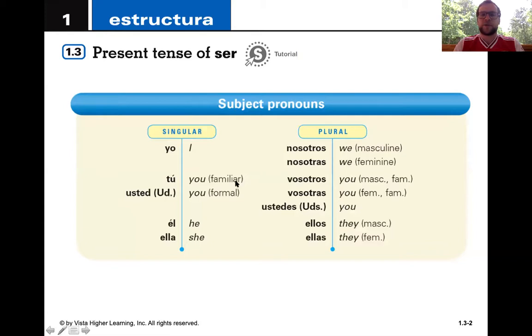That one is familiar and one is formal, right? So the familiar conjugation will be different from the formal conjugation. Actually, usted, which means like sir or ma'am or a very formal address, has the same conjugations as él and ella. Okay, so those are singular subject pronouns. First person, singular, yo. Second person, singular, tú. Third person, singular, él, ella, usted.